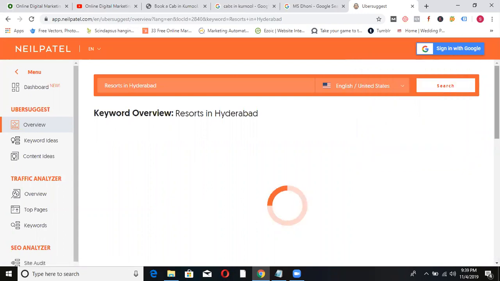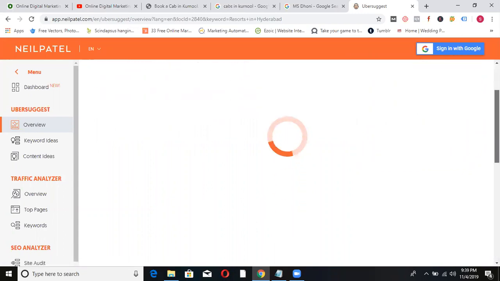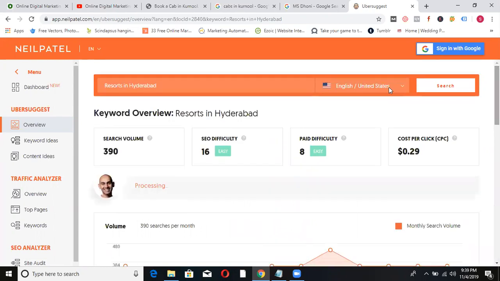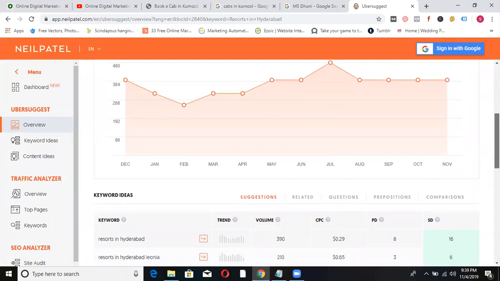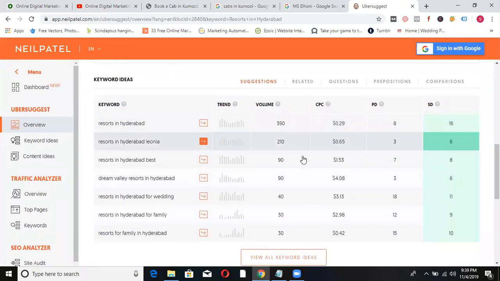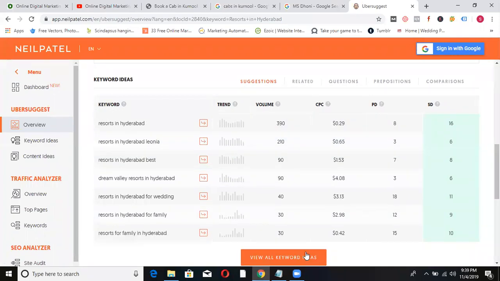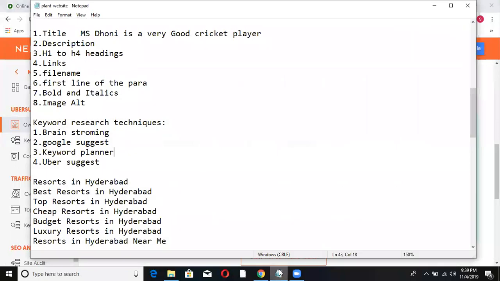Now the complete keyword analysis will be coming over here. You'll see the search volume, what the keywords are, what the volume is, and how many people are searching for each keyword. Everything you'll be getting. Click view all keyword ideas, download, and put it over here. Now you are keyword rich.